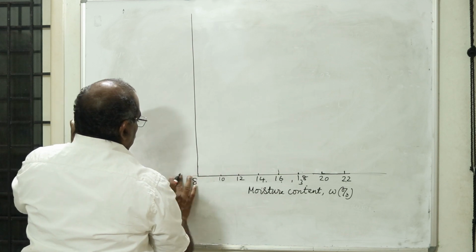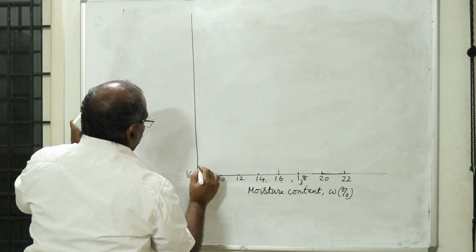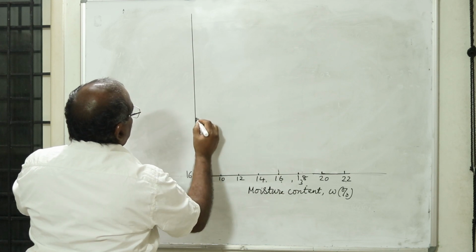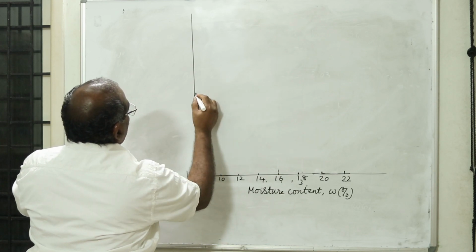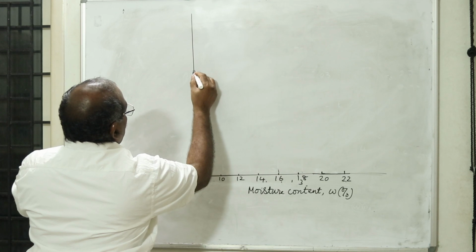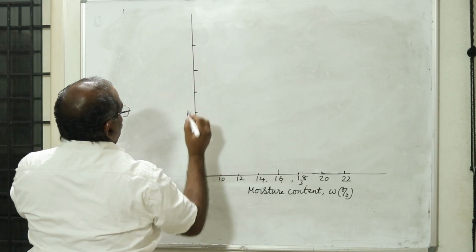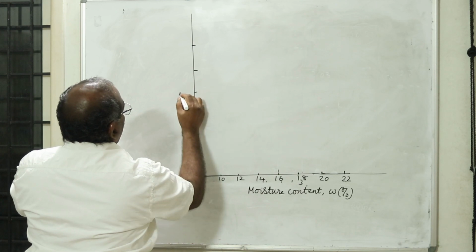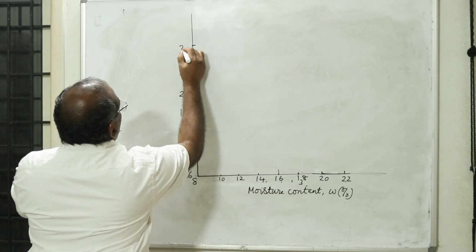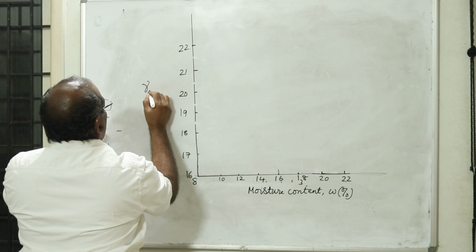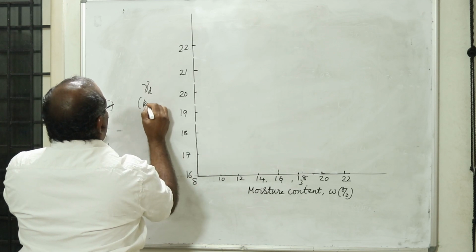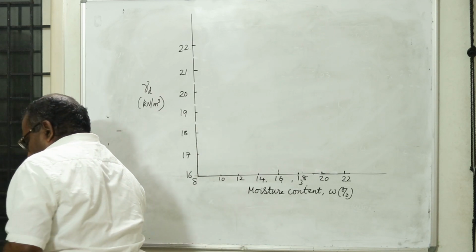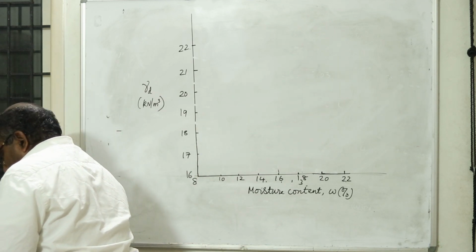On the y-axis, it is 16% starting from 16 to 22: 16, 17, 18, 19, 20, 21, 22. This is gamma d, in kilonewton per meter cube. Now let me plot the values.